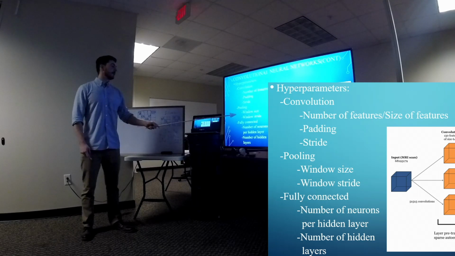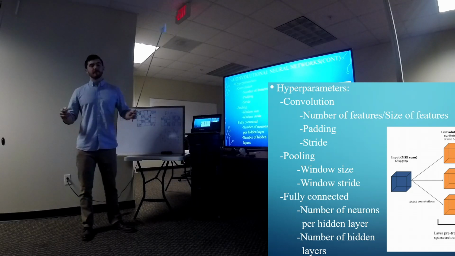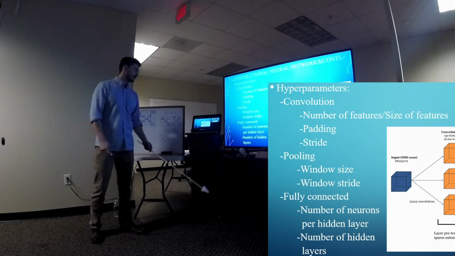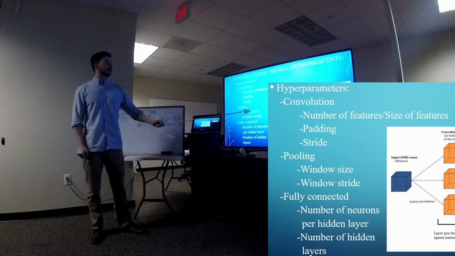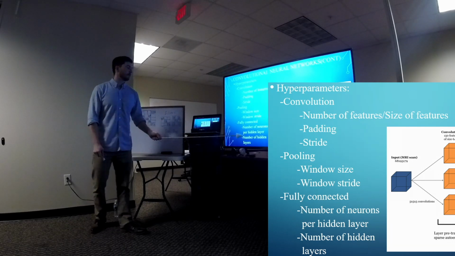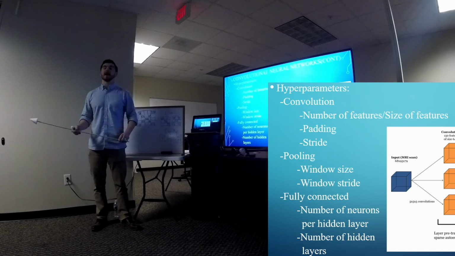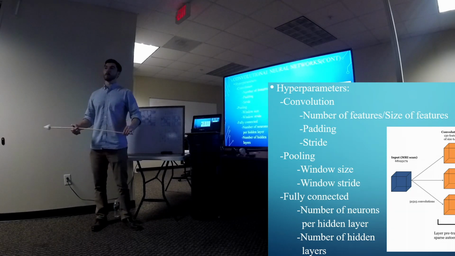And for pooling, same sort of thing. We didn't really go over pooling, just data reduction algorithm. That's essentially all it is. And then your fully connected layer at the end of a convolutional layer, you have the same choices, the same hyperparameters that we went over for deep neural networks.